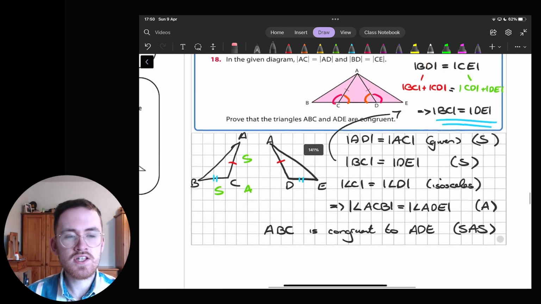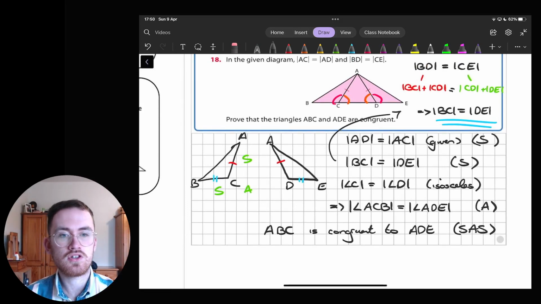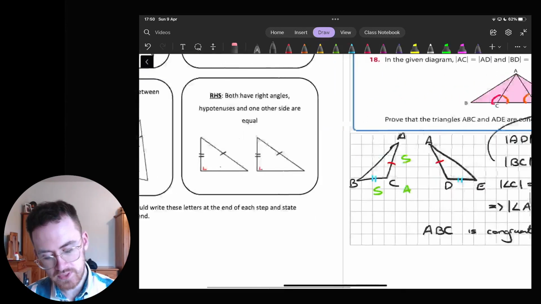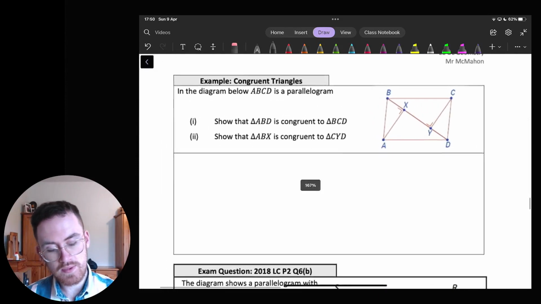So we can see here, you don't necessarily have to work out the points in order, but you have to make sure that when you're using your rule, it falls under the rule in the order that it has to. So it can't be two sides and any angle, it has to be two sides and the angle between those two sides. So let's look at that in terms of another example using a parallelogram.